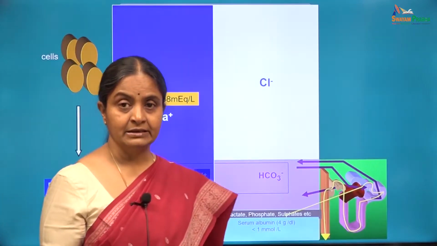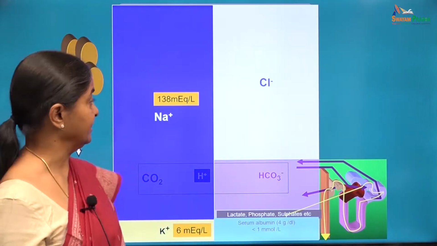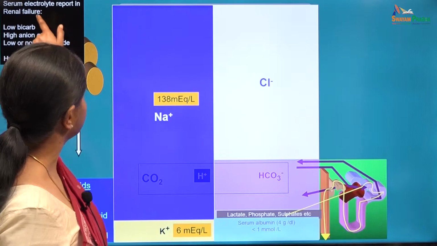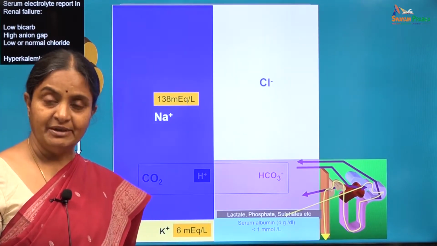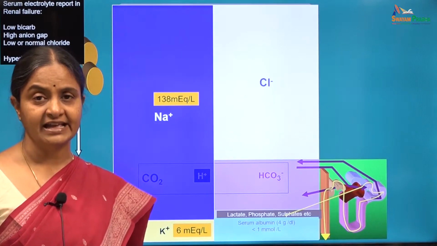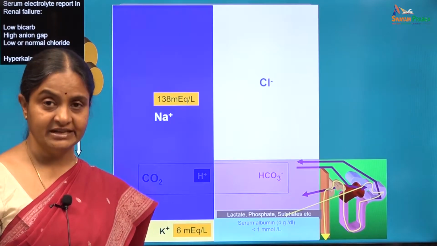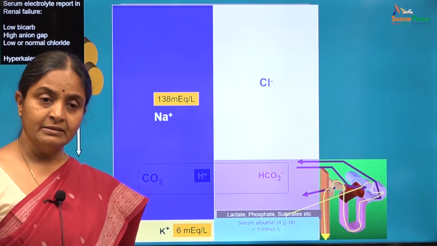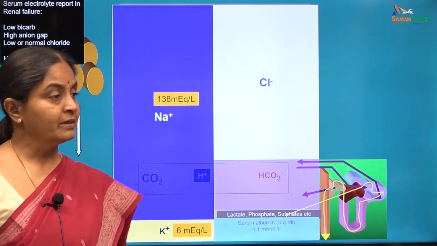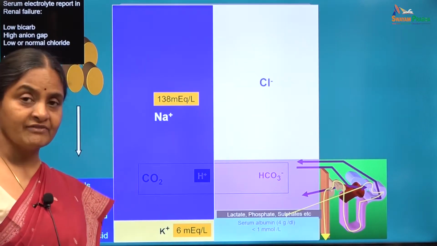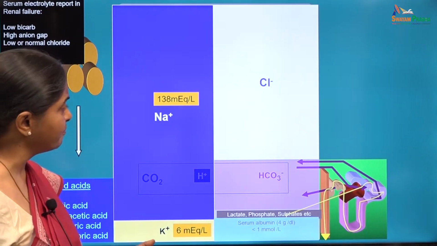Let us look at a probable serum electrolyte report in renal failure. Of course, because it is renal failure, the way we know that there may be renal failure is by looking at serum creatinine. That is the clinical test most often done. If there is an elevation of serum creatinine, then the inference is that glomerular filtration rate is lower. So, serum creatinine is higher and therefore, we have diagnosed renal failure, and a probable serum electrolyte report may be like this.